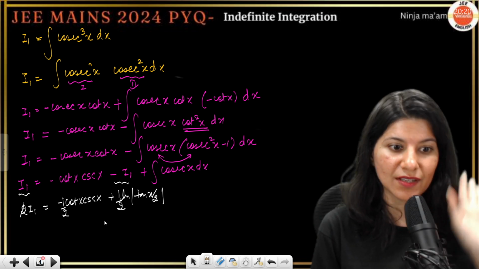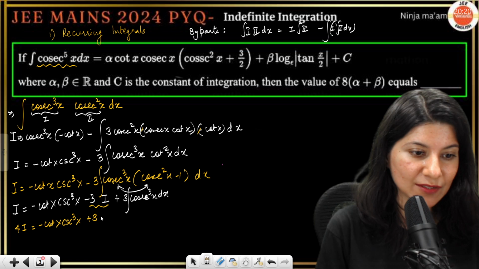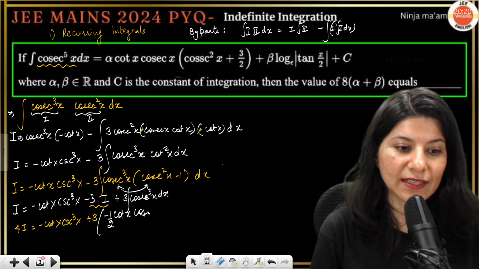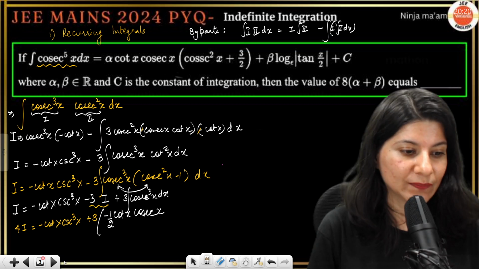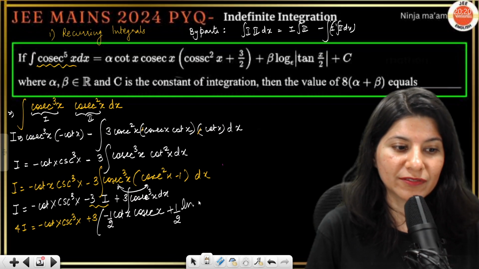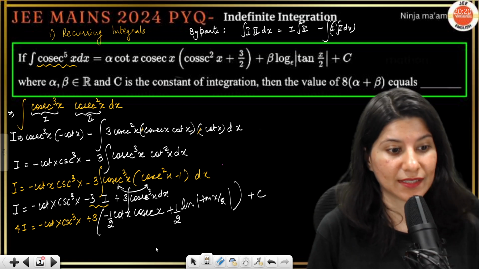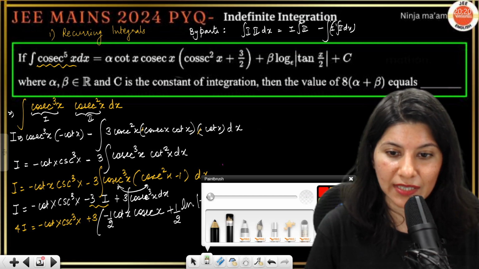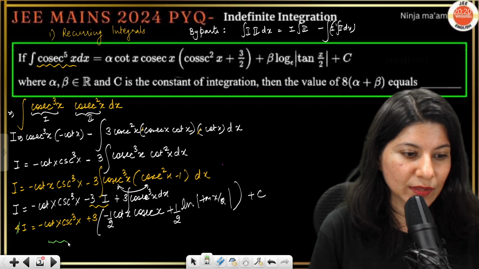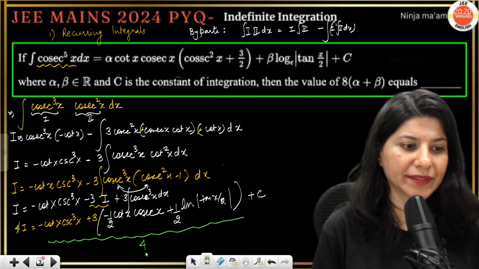So I1, you just have to put the value now, right? Minus half cot x cosec x. So this is going to be minus half cot x cosec x. Okay. Then we have plus half log of mod of tan x by 2 plus constant, obviously. And now the last step would be this 4 will be gone from here and it will be upon 4. Now compare.